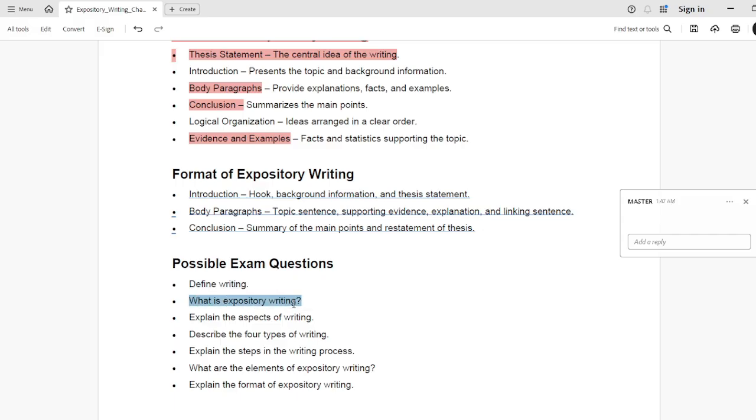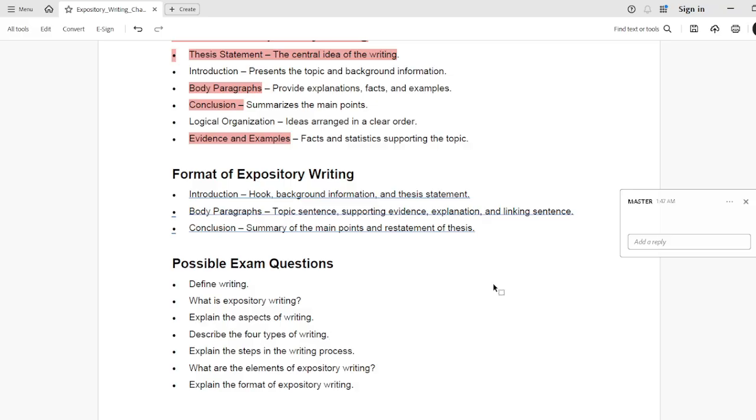You have to explain a process, explain the aspects of writing we have just discussed with you students, and describe the 4 types of writing. You all know there are 4 types of writing. We have just discussed these types as well. Explain the steps in the writing process and what are the elements of expository writing. Explain the format of expository writing.